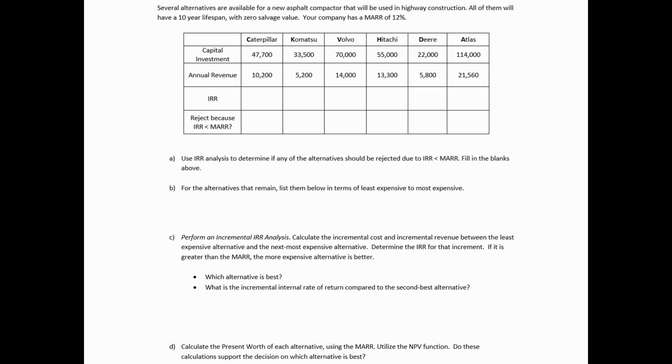Okay, so here's what we're looking at. We've got 6 different types of asphalt compactors made from a variety of different manufacturers. And what you'll need to do is set up a spreadsheet similar to the one that we saw on the previous page.